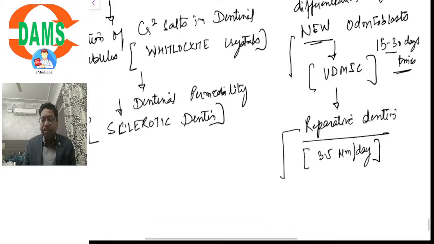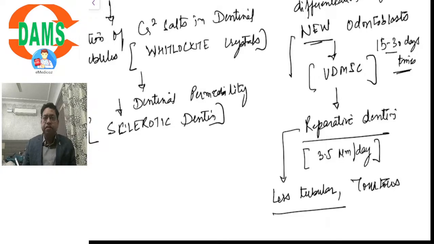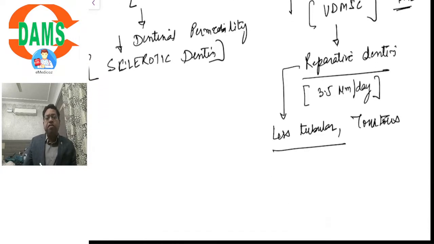This reparative dentine is less tubular, it is more tortuous. The tubules are more tortuous as compared to regular dentine. Right. These are some of the clinical changes that happen whenever there is a stimulus that is either causing damage to the odontoblast or causing a low grade stimulation of the odontoblast, which are the cells of the pulp. So, pulp and dentine are closely related to each other.